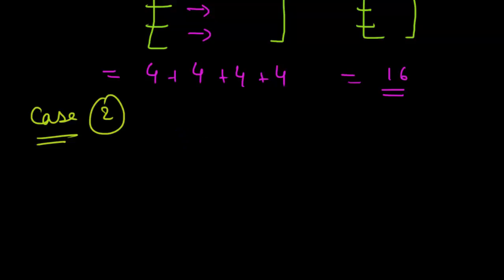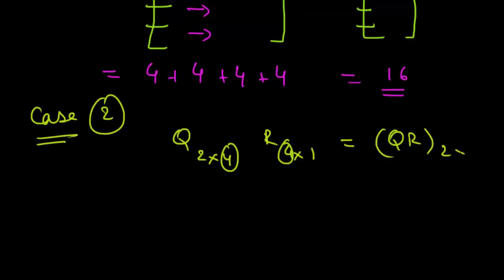Let's try to solve it for the other case and see whether it exists or not. So this time we will multiply QR first. So Q is having a dimension of 2 cross 4 and R is having a dimension of 4 cross 1. Yeah, it exists. So 4 and 4. So QR will be having a dimension of 2 cross 1. Let's count the number of multiplications. Q is having 2 rows and 4 columns.